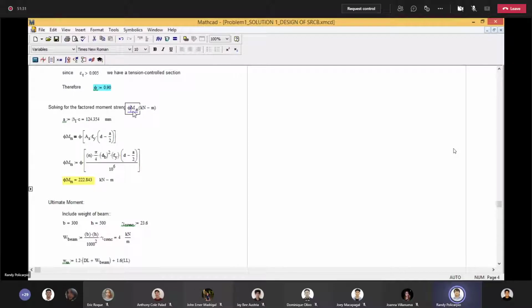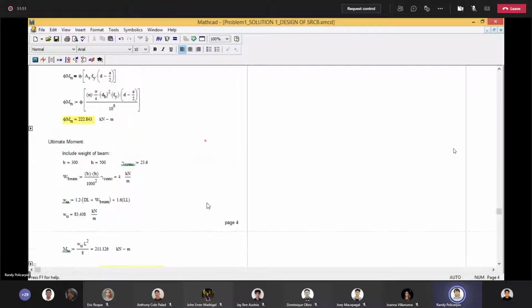So this is now the strength. Ito yung pinaka-strength ng ating design beam. Ang kanyang capacity nasa 222.84 kilonewton meter.